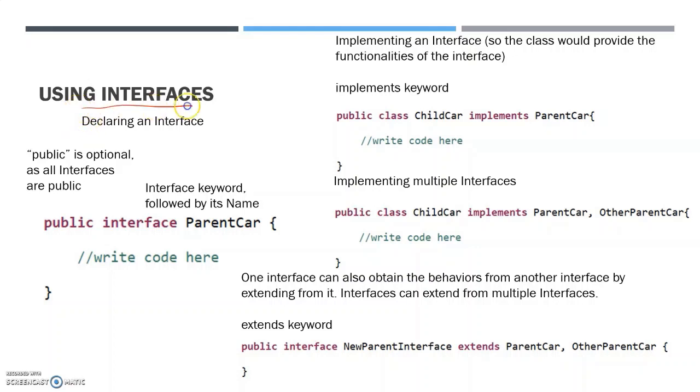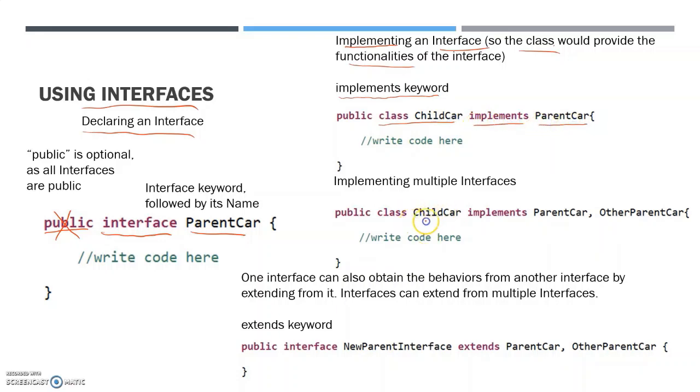So how to use an interface? Well, first, to declare an interface, we first use the interface keyword followed by its name. The public modifier is optional, but using it provides clarity for the code. In order to implement an interface for a class, so the class will provide the functionalities of the interface, we need to use the implements keyword. In this example, the class ChildCar implements the interface ParentCar.